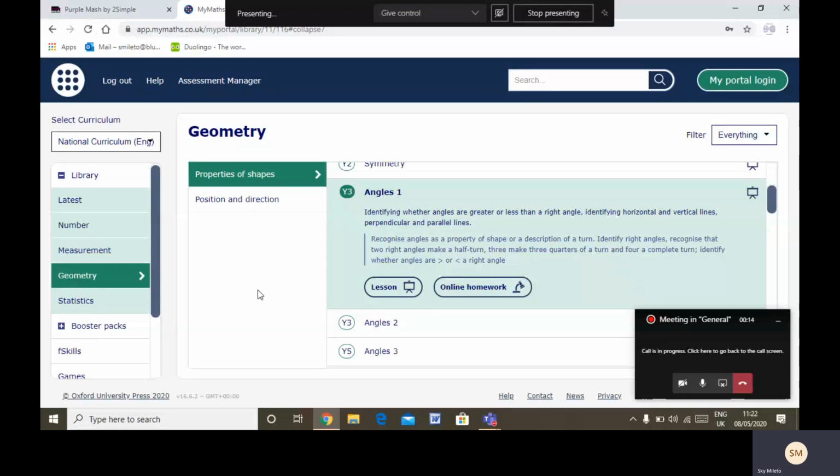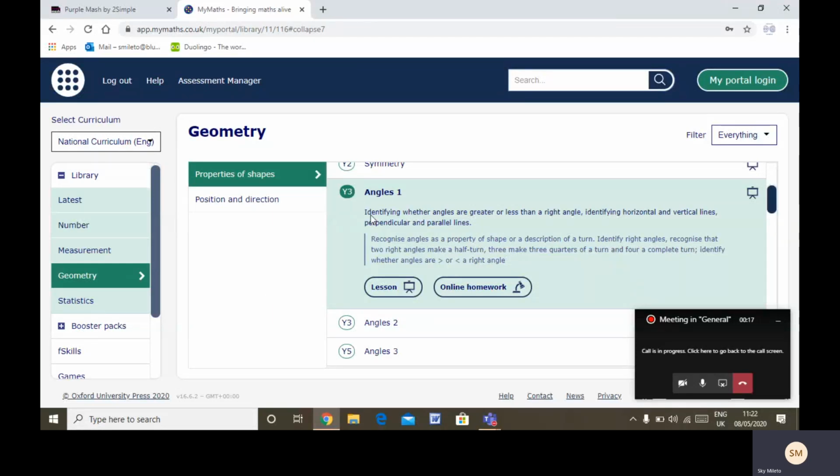Hi, Year 3. Today we're going on to angles, which is a really nice topic. It's really interesting because it helps us to understand shapes in the world around us. This is Year 3 work, angles 1.